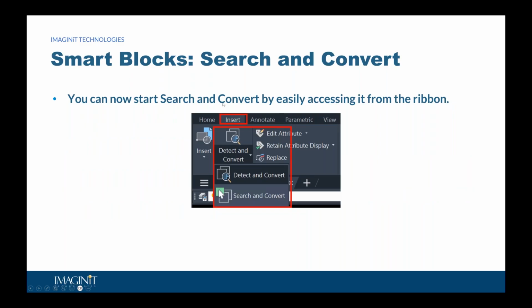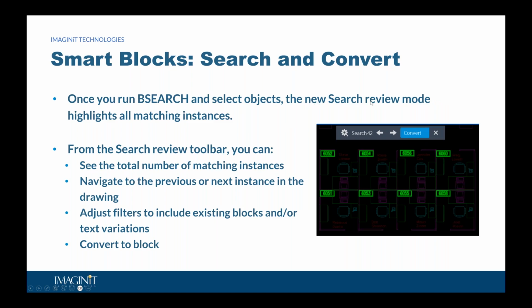You can now start Search and Convert easily by accessing it from the ribbon. You go to the Insert tab and you do Detect and Convert or Search and Convert. We're going to do Search and Convert first. Once you run bsearch, you select the objects. The new search review mode highlights all the matching instances.